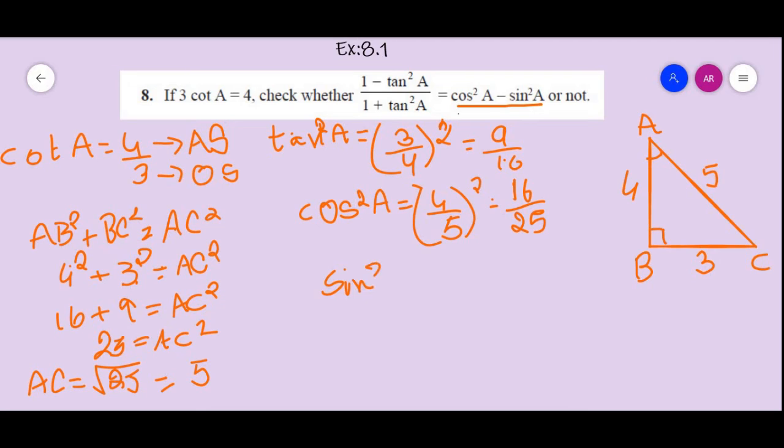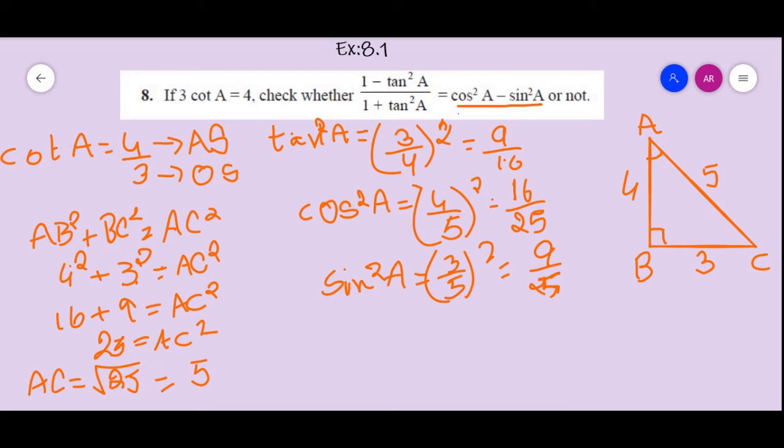It's going to become easy to finally solve it. That's the reason we are doing it right now. So then sin square A, the code is SOH, which means sin theta is equal to the opposite side by the hypotenuse. So the opposite side is BC, so it's going to become 3, and 5 is the hypotenuse, so (3 by 5) whole square, so it becomes 9 by 25. Alright, so we have got all the three values.